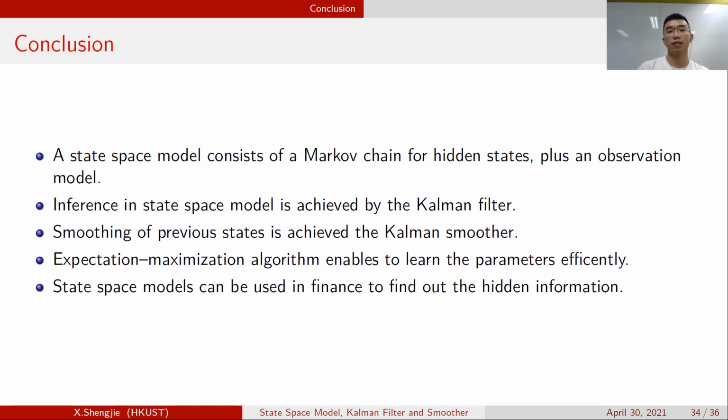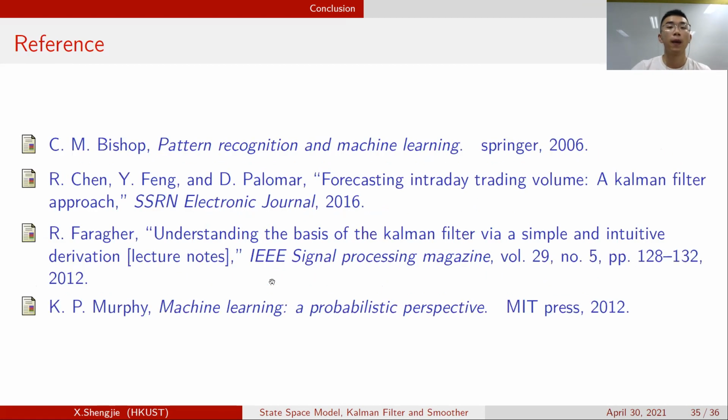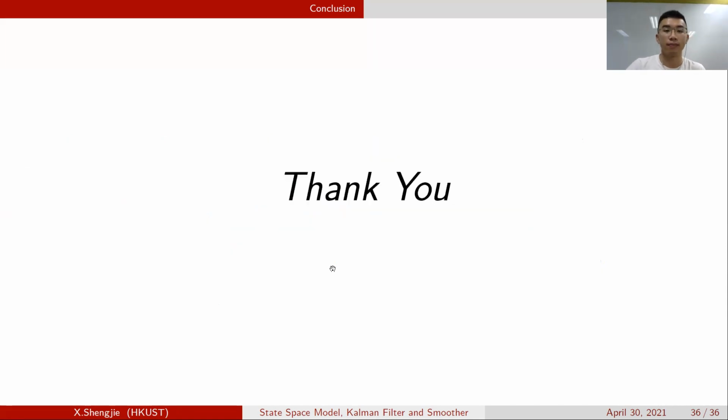For example, you observe the price, and with this method, you can find out something below the price, something more than the price. For example, whether there are some trading patterns inside it, whether it is a bull market, and so on. So this is the power of state-based models. And if you want, you can go deeper in these links, and you can find out more information on the Kalman filter. So thank you for your listening.